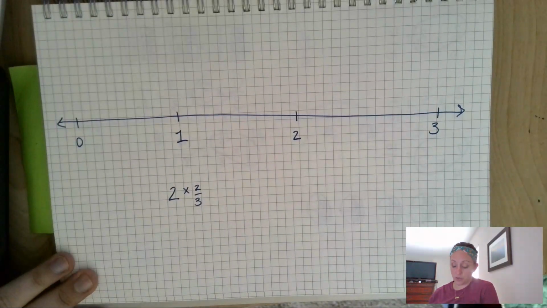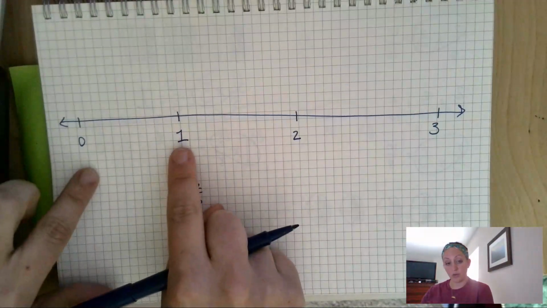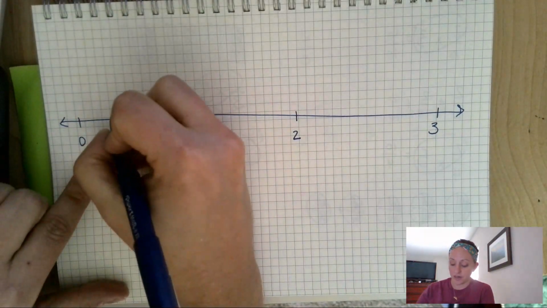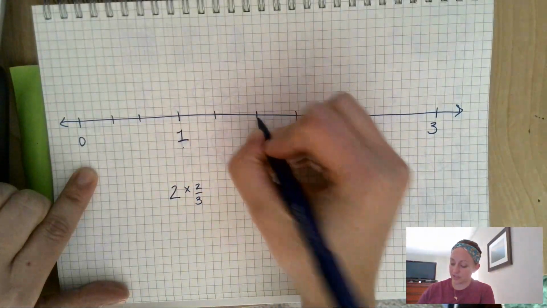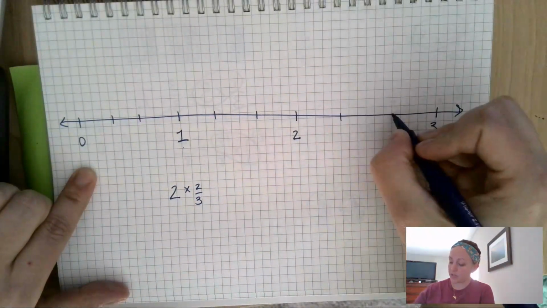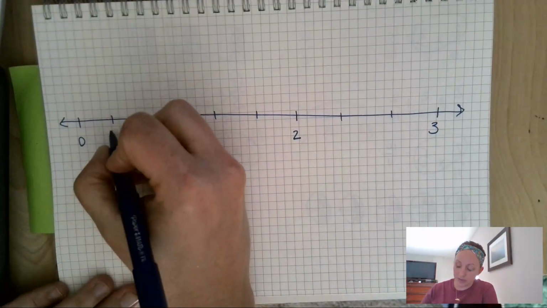I'm going to do 2 times 2/3. So I have to split the space between my whole numbers into thirds. 1/3, 2/3, and that would be 3/3. 1/3, 2/3, that would be 3/3. 1/3, 2/3, that would be 3/3. I'm going to go ahead and label it.